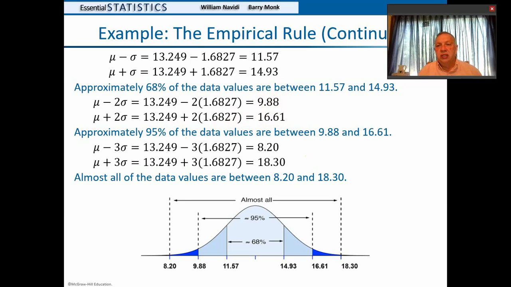If I went to 3 standard deviations, mu minus 3 sigma, there's the mean, the same standard deviation, but I'm multiplying it times 3 because I'm subtracting, and adding to get my plus 3 sigma. Those are the values 8.20 and 18.30. Almost all of the data values are between 8.20 and 18.30. There's only something like 0.03% outside of that window.